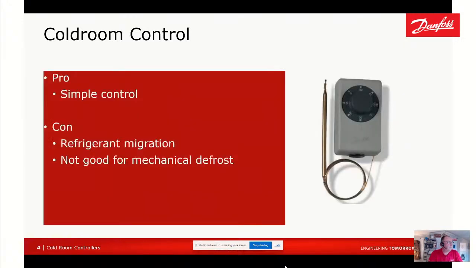Now, if we go down another one, that simple type of control for a cold room panel is very simple. There's a famous phrase, keep it simple, stupid. Very simple things don't tend to break. The con of that is in an off cycle, we can get refrigerant migration. That's not good. And then if we come to mechanical defrost, electric defrost, again, it's not good. We can discuss why that is bad as we go down.